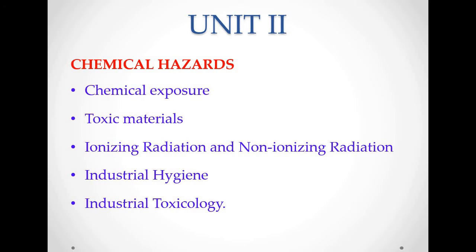In Unit 2 of the Industrial Safety subject, we deal with chemical hazards, that is chemical exposure, toxic materials, ionizing and non-ionizing radiation, industrial hygiene and industrial toxicology. So the very first topic we are going to deal with in Unit 2 is chemical hazards.